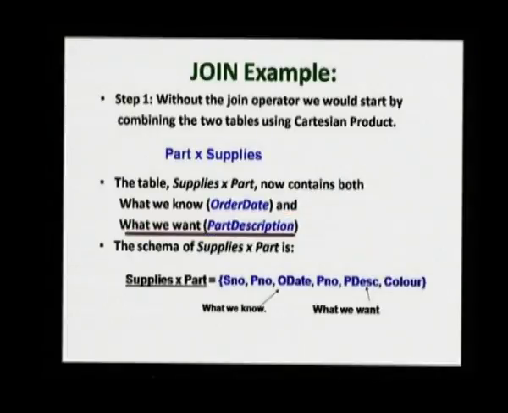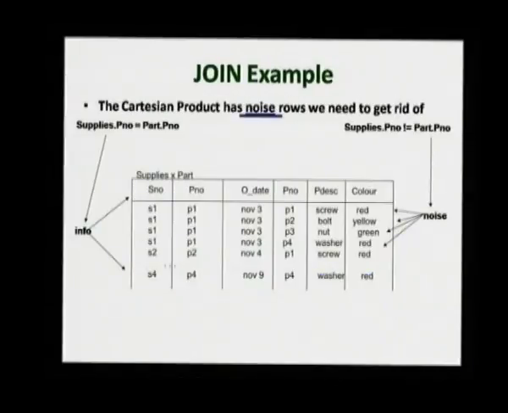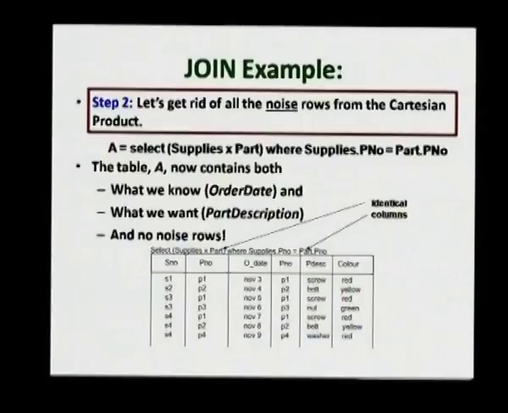What we know is the order date and what we want is the part description. So supplies and part will have S number, P number, O date (order date), P number, P description and color. What we know is the order date and what we want is the description of the part. Now the Cartesian product will have a lot of noise rows, you can take an example and look at this. That is step 2, the Cartesian product, so you will have a lot of noise.